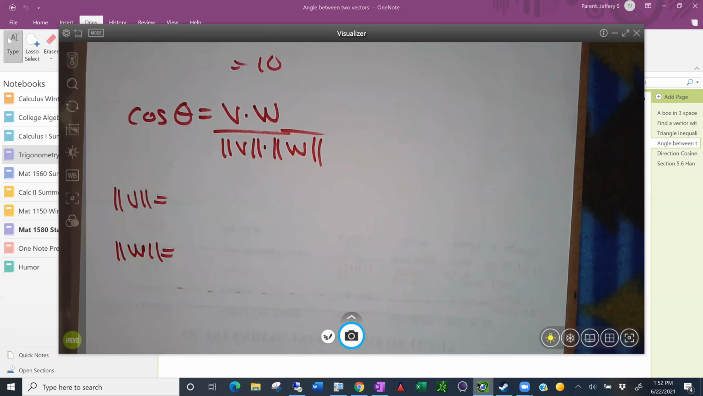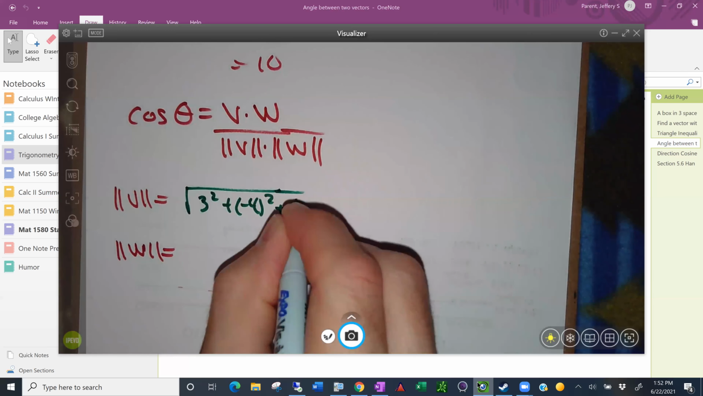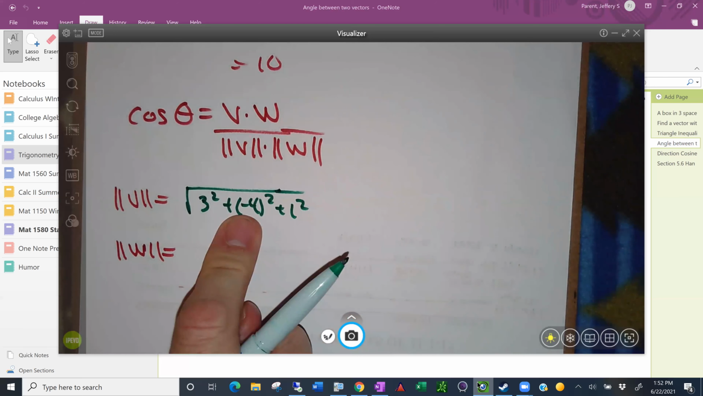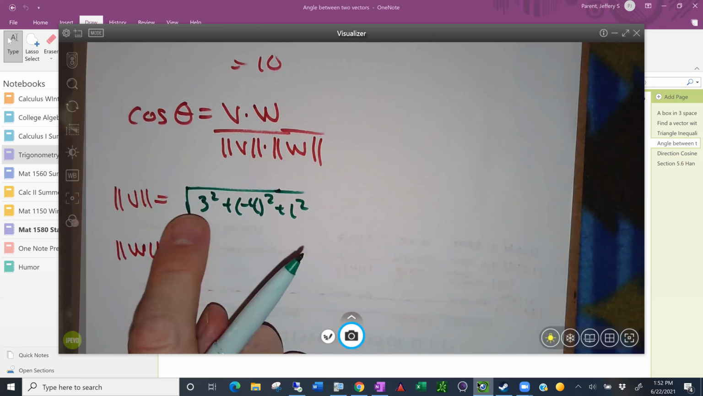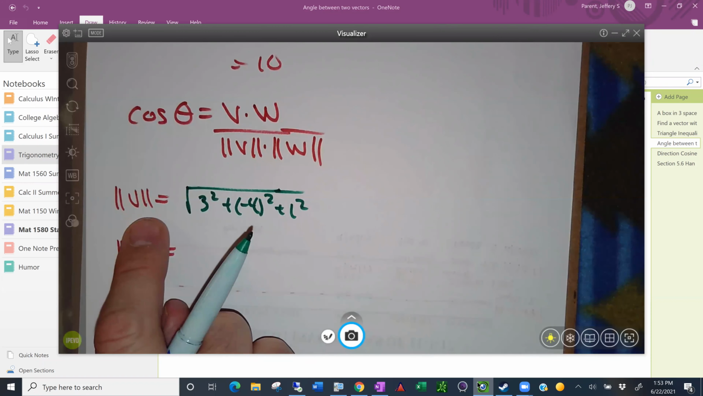So that's going to be the square root of 3 squared plus -4 squared plus 1 squared. Be careful when you run across these negative numbers. A lot of times people will square this and get -16. If you get a negative value underneath your radical when you're calculating a length, there's something wrong. Because essentially that's an imaginary length, and we're not going to have anything like that in this course.